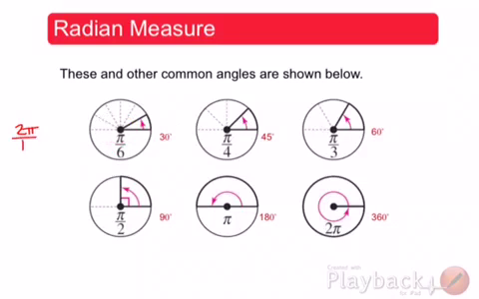So 2 pi divided by 12, if I broke my 2 pi up into 12 pieces, I would end up with pi over 6, and pi over 6 is 30 degrees, so it's 360 divided by 12. Same for this one, pi over 4, so it's 180 divided by 4, which is 45, 180 divided by 3 is 60, 180 divided by 2 is 90, etc. 180 is the pi, and 2 pi is 360.